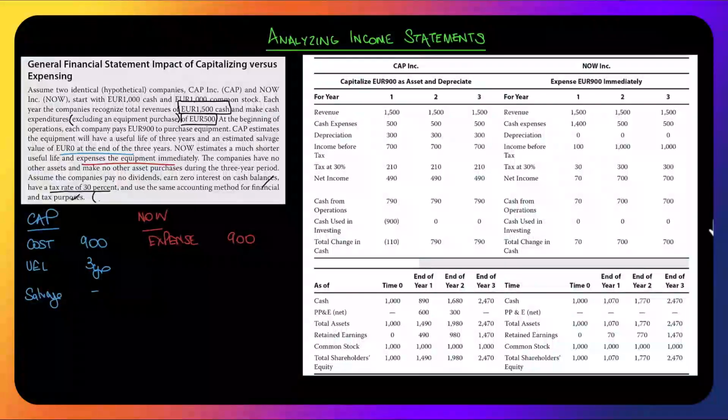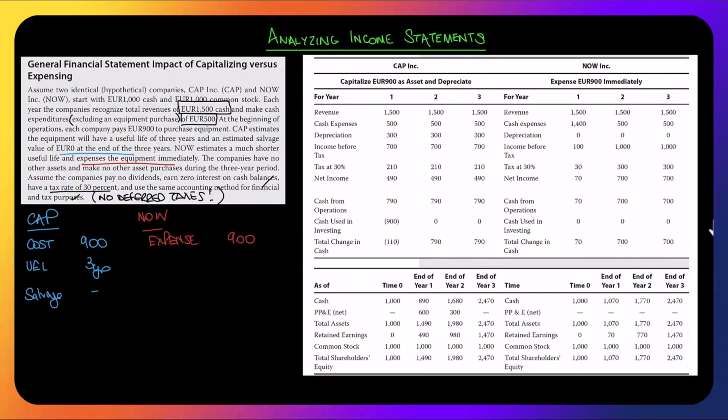What does that mean? They're using the same method. There are no deferred taxes to worry about. That just keeps the example simple. Let's see the impact on the accounts. What does Cap look like first of all?